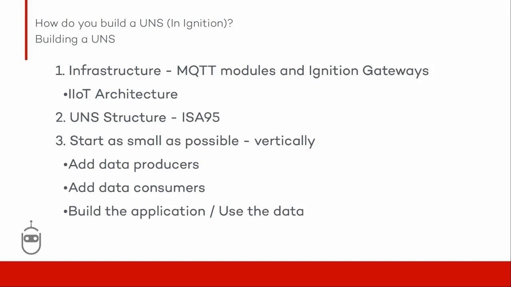We identify and add the data producers, so that could be sensors, PLCs, and so on, that we add to the UNS and put into the right structure defined in step two. Then we add the data consumers. So that would be the subscribers to data. That could be the application itself. It could be any third-party solutions that need access to the data. It all depends on what the use case is. And then we build the application, using the data depending on the actual use case.